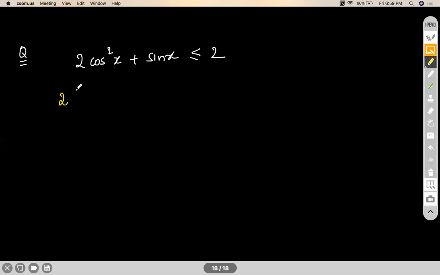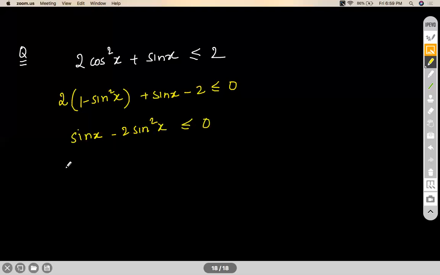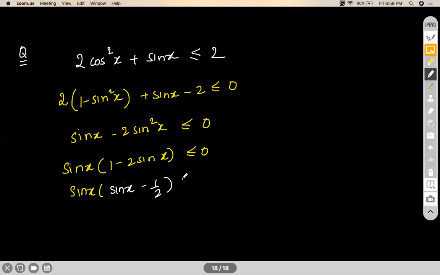See, first of all, we'll write this as 1 minus sine square x plus sine x minus 2 less than equal to 0. So this is like saying sine x minus 2 sine square x is less than equal to 0. Take sine x common: sine x into 1 minus 2 sine x is less than equal to 0. Correct? Or you can say sine x into sine x minus half is greater than equal to 0.